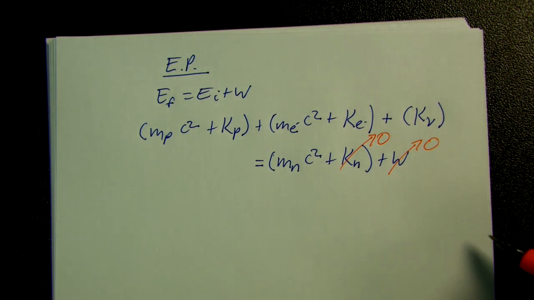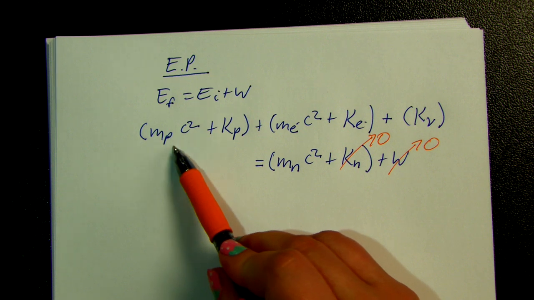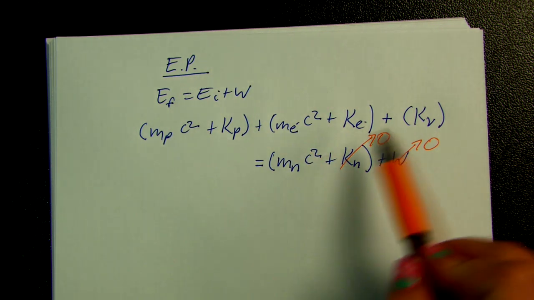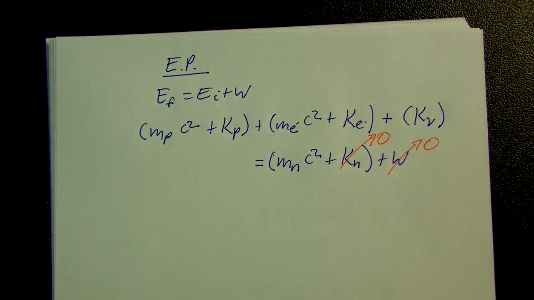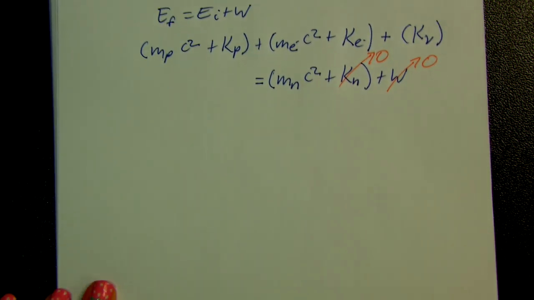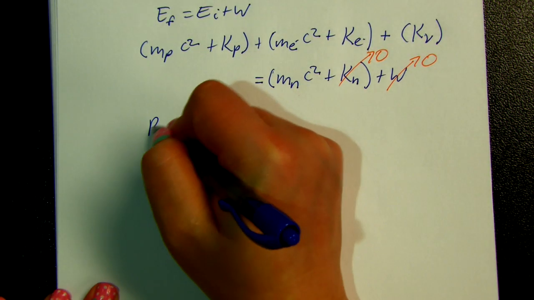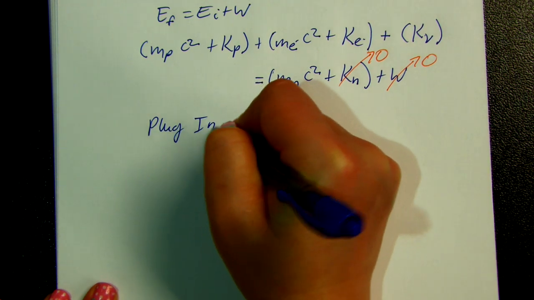Are there any other zeros? Let's see. This is different from this, and this is different than this. And okay, well, that's all the zeros we've got. All right. So we've made it a little bit easier. Now we can start plugging in knowns. So plug in knowns.